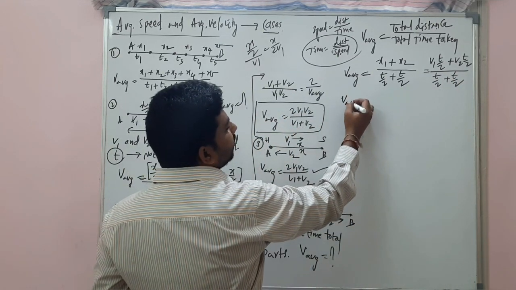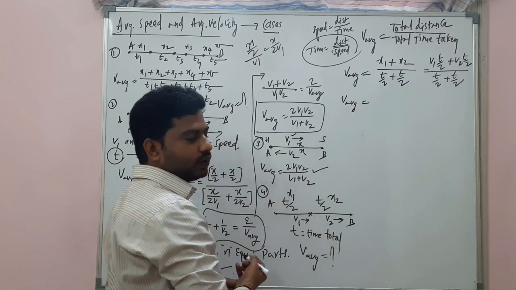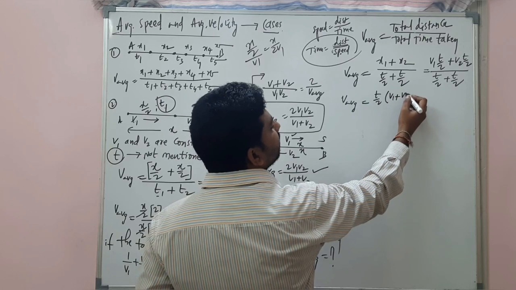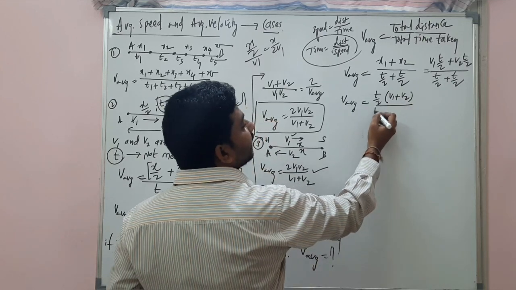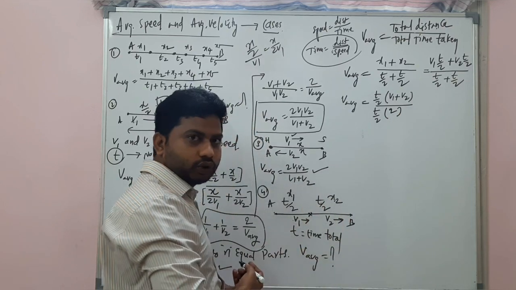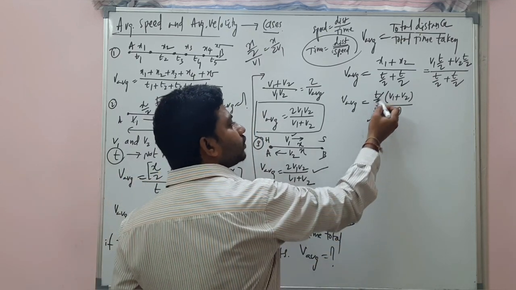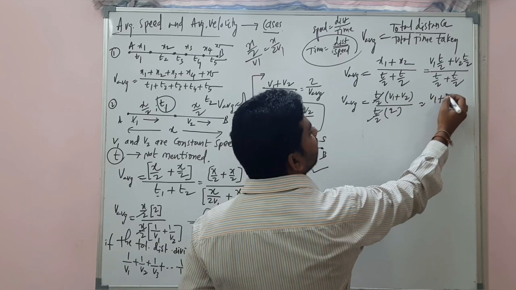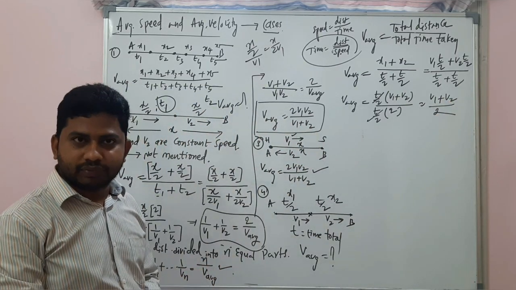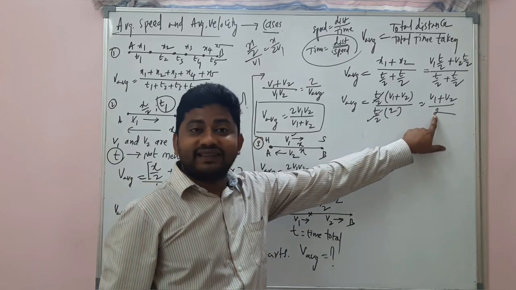Now the average speed or average velocity in this case will be t by 2 in the numerator. If you take it common, it is v1 plus v2, divided by t by 2 in the denominator. In the denominator, if you take t common, it is 1 plus 1, which is 2. T by 2 cancels and your answer will be v1 plus v2 by 2. It's so simple.